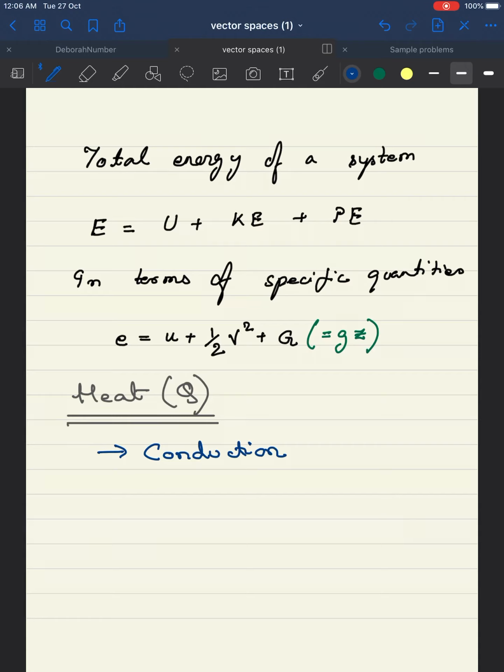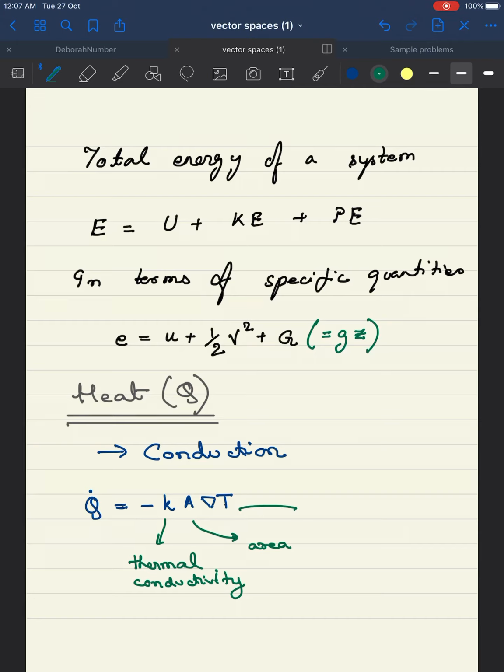Okay, so when you have heat transfer due to conduction, the rate of heat transfer q dot is given as minus K A gradient of temperature, where this K is the thermal conductivity. It's a material parameter. A is the area and T is obviously the temperature.